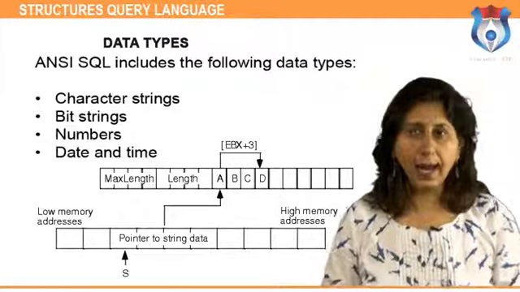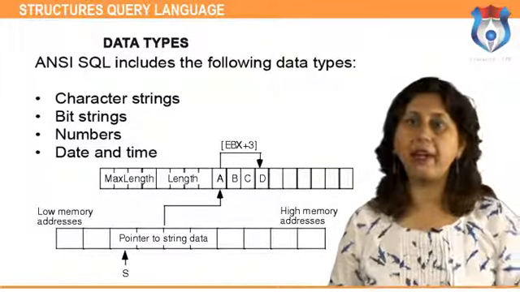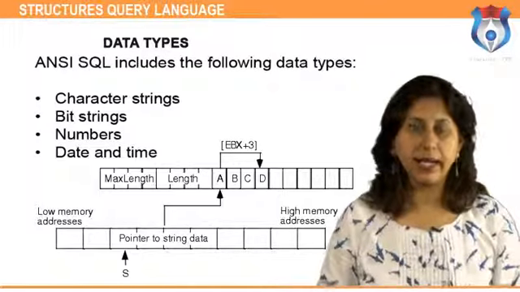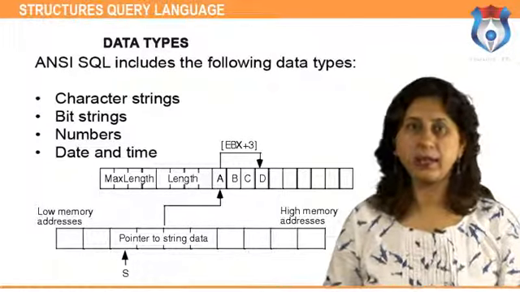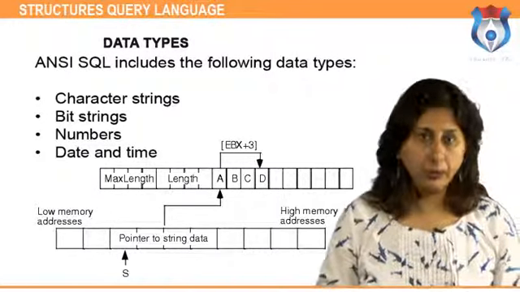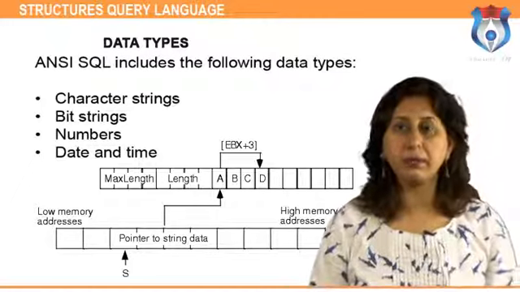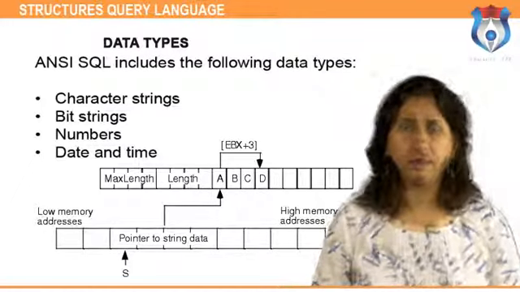Bit n, an array of n bits. Bit varying n, an array of up to n bits. Integer and smallint. Float, real and double precision. Numeric(precision, scale) or decimal(precision, scale).